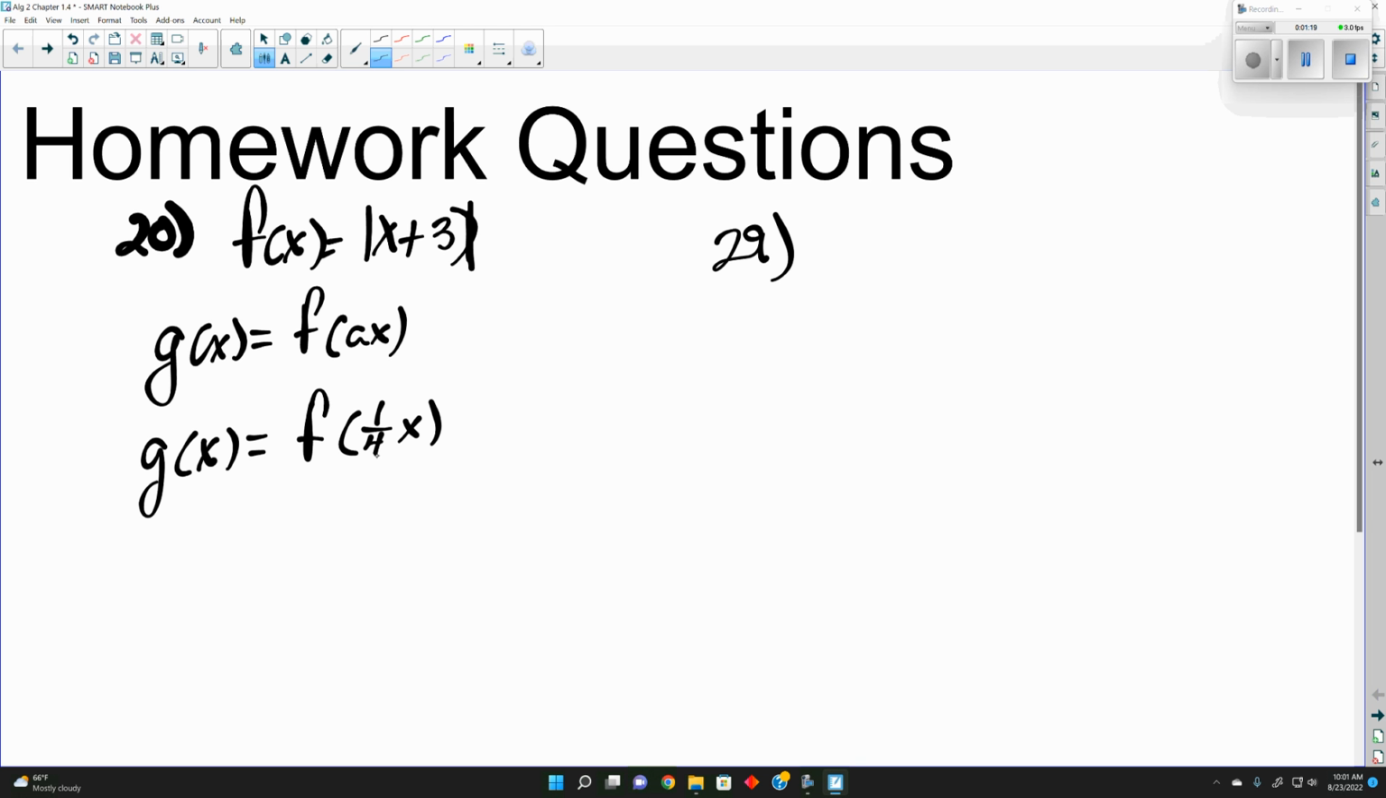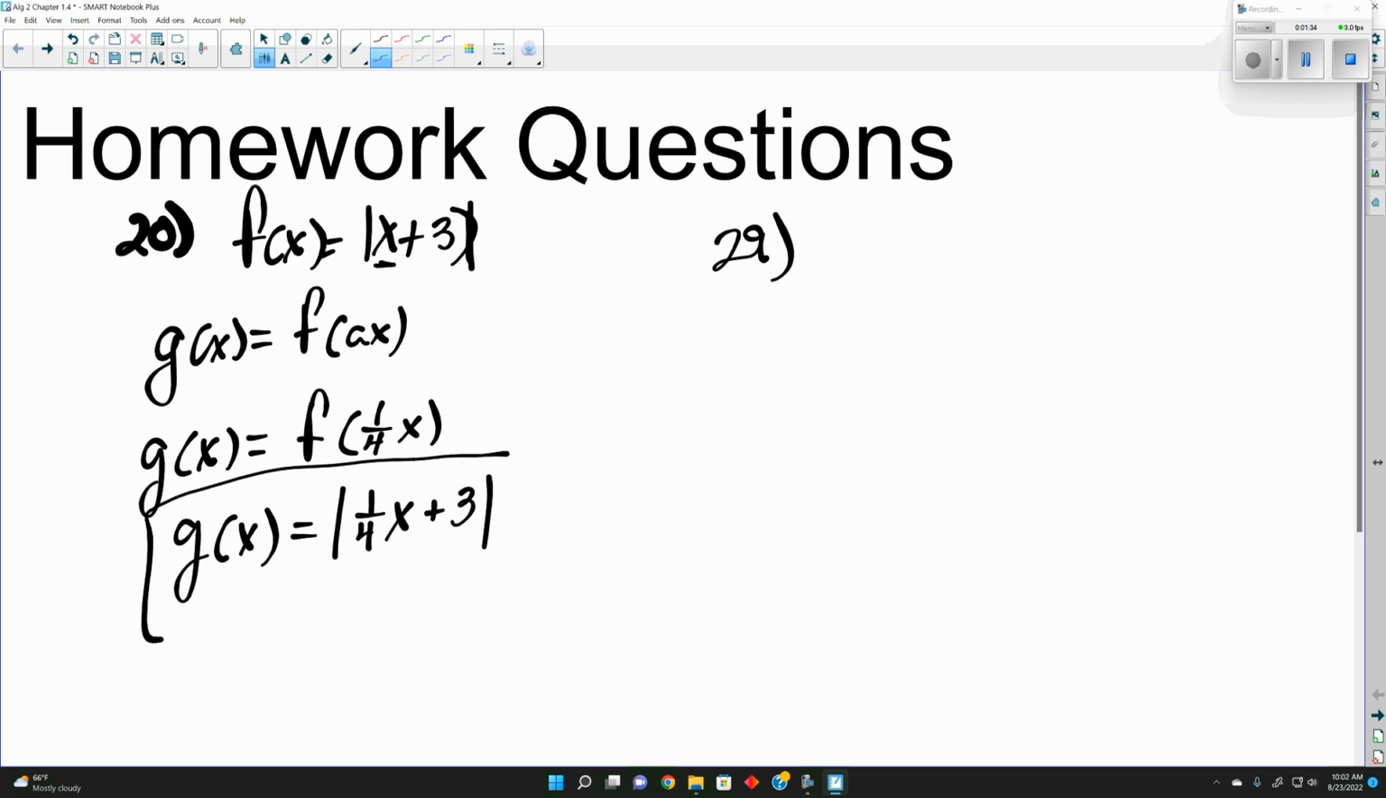At this point, we're just going to plug it in for x into the function. And since it only shows up in one place, our new function is going to be the absolute value of 1/4 x plus 3. Okay.